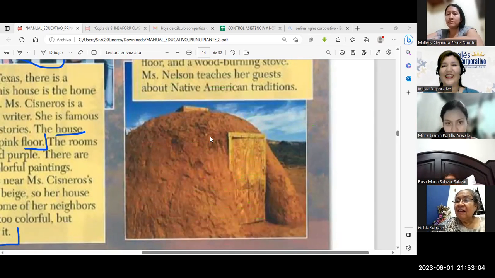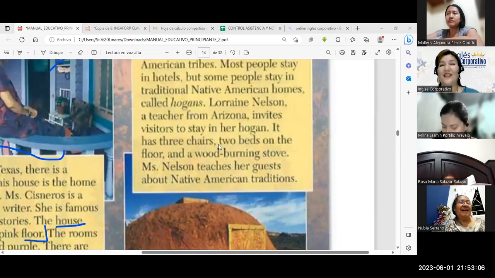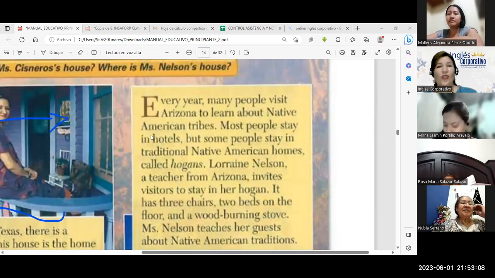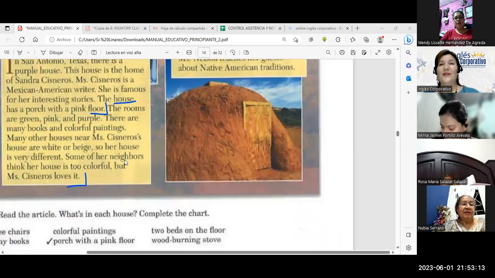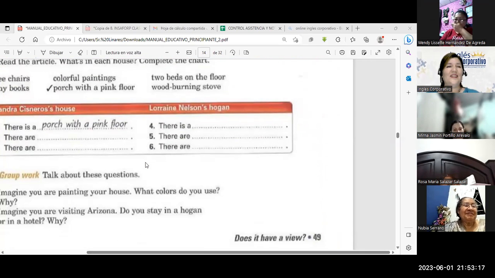De los de Canadá, ¿verdad? Exactly. Okay, but these are in Arizona. So es un iglú de lodo. Exactly like that. De adobe.